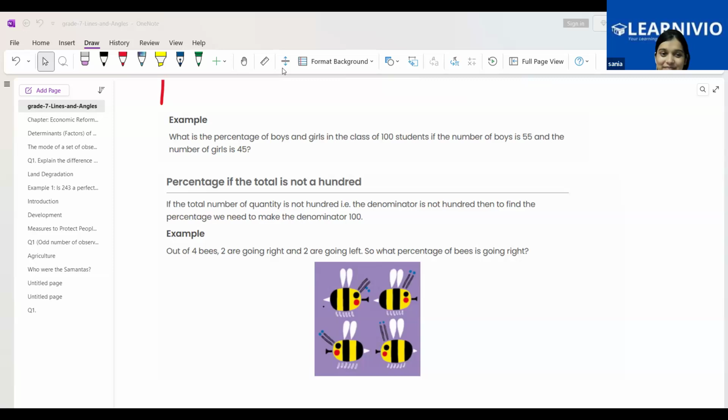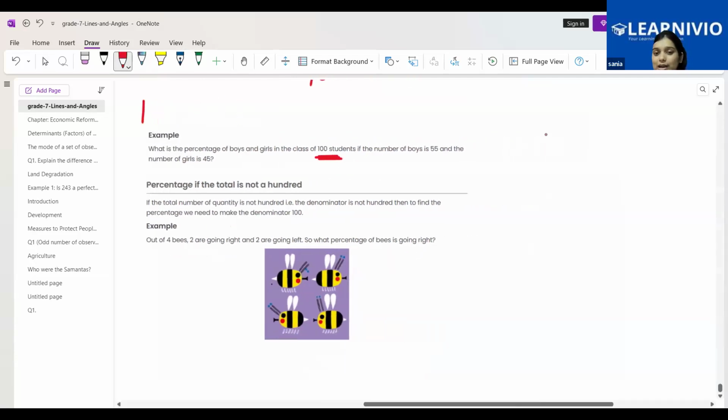Ma'am, why do we have to make the denominator 100? Over here, the total number of students was 100 only, right? So whenever you convert anything into percentage, we write it like this: 55 divided by the total. Total was 100, and whenever you're converting it, you multiply it with 100. So 100 and 100 got cancelled and we get 55%. Similarly here, 45%, right?